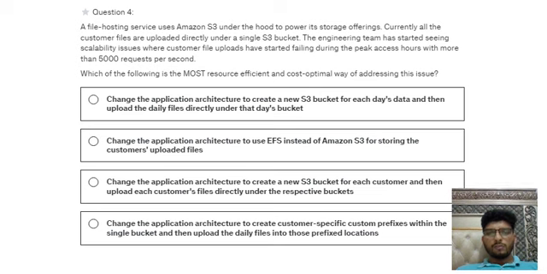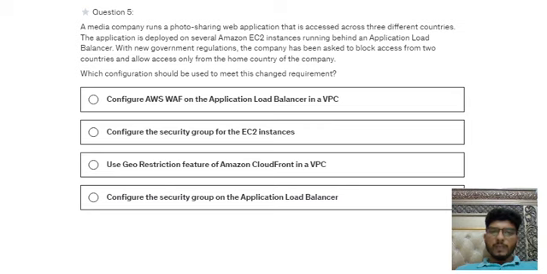Okay, moving ahead to question 5. A media company runs a photo sharing web application that is accessed across different countries. The application is deployed on several Amazon EC2 instances running behind an Application Load Balancer. With new government regulations, the company has been asked to block access from two countries and allow access only from the home country of the company. So which configuration should be used to meet the changed requirement? And here are the four options. You have to select only one correct answer.